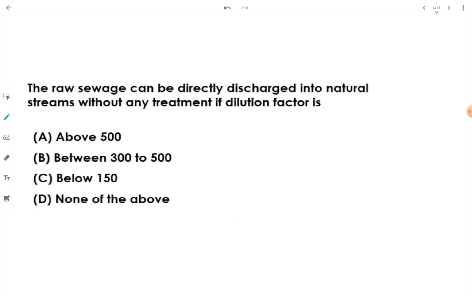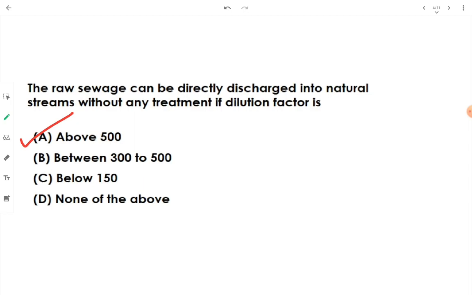The raw sewage can be directly discharged into natural stream without any treatment if dilution factor is above 500, we do not require any treatment. Okay, then let's talk about other dilution factors also. If the dilution is in between 300 to 500, then we have to go with primary treatment of that wastewater along with plain sedimentation. Primary treatment with plain sedimentation, where suspended solids are targeted to be less than 150.